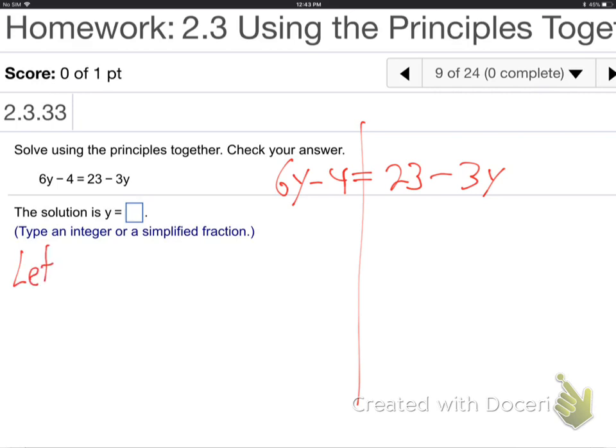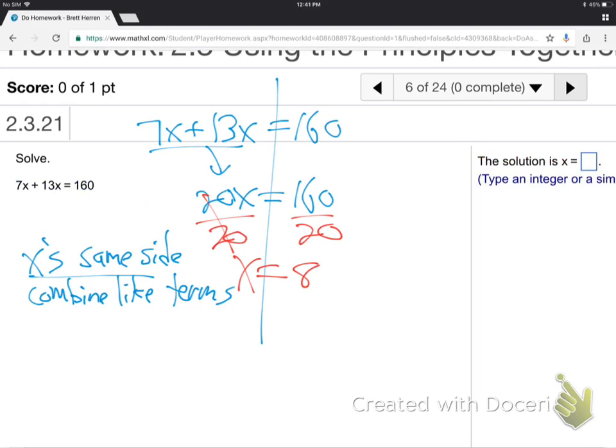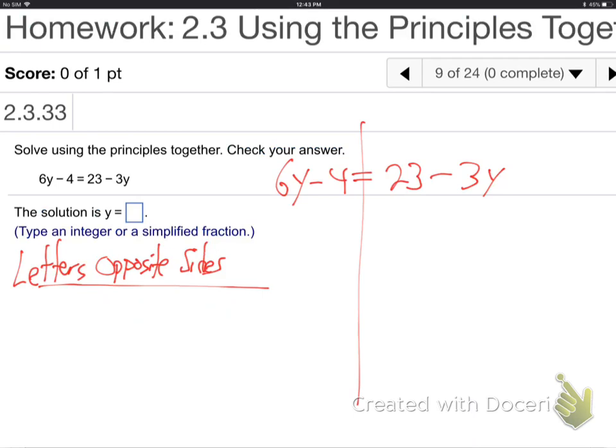If the letters are on opposite sides. So remember, if you look back, see this last problem? See how we had the two letters on the same side of the wall, of the equal sign? And in that case, you just combine like terms when they're on the same side. But now they're on opposite sides of the wall, aren't they? Left side, right side. What do you do?